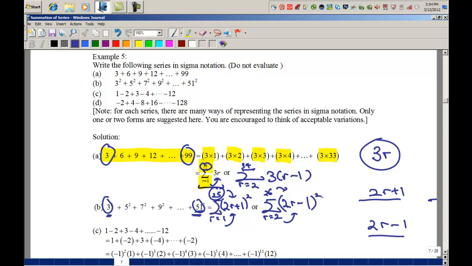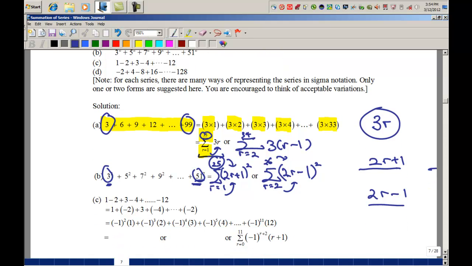Easy? Now, before we continue with C, there is a typo that I need to alert all of you to. Look at this number. This number should be minus 12. So please make that change in your notes.